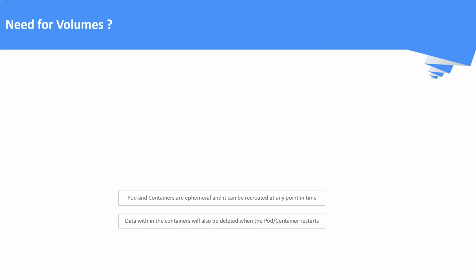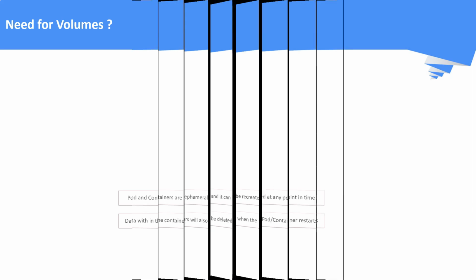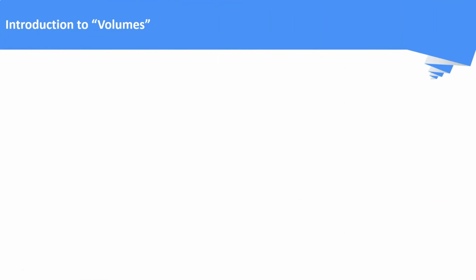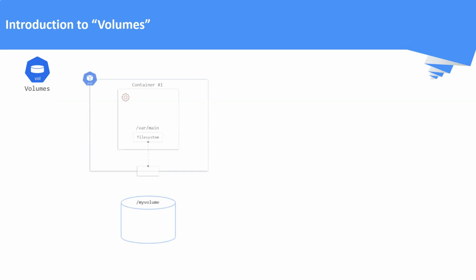We need to find a way to persist the data which is created within the pods. That is why we are going for Kubernetes volumes. Introduction to volumes. A Kubernetes volume can be considered as a directory which is accessible to the containers in a pod. This directory is used to store the container data persistently. With this setup in place, the data processed or created by the containers will be persisted within the volumes. So, when the pod is deleted, restarted or crashed, data within the volume will not be lost.